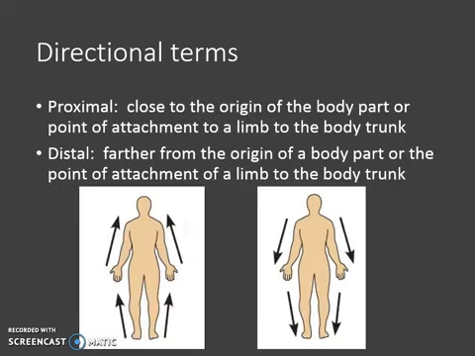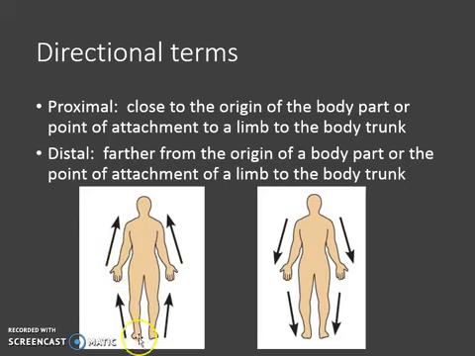Proximal and distal primarily have to do with the arms and legs, although they can refer to other structures as well. The arms and the legs are attached to what we call the trunk of the body, and these terms are related to the attachment point of that limb to the body. For example, the arm is attached to the trunk at the shoulder. So we could say that the elbow is proximal to the wrist, and that just means that the elbow is closer to the shoulder than the wrist is.